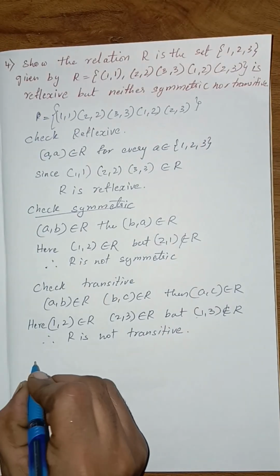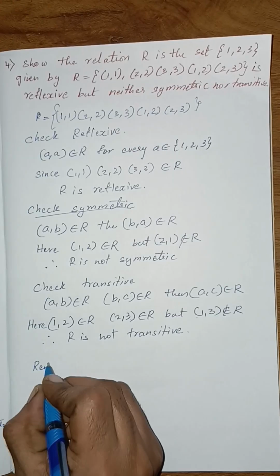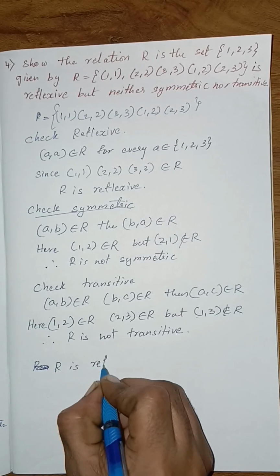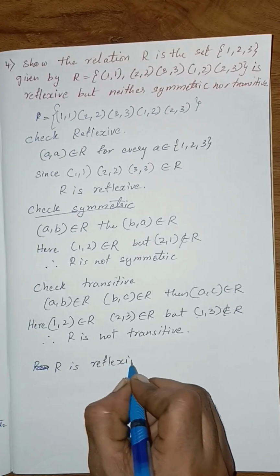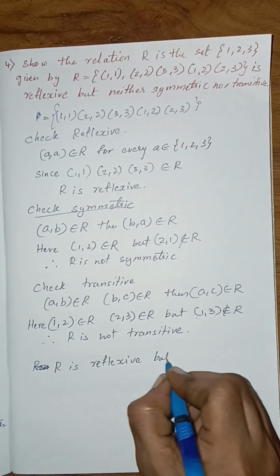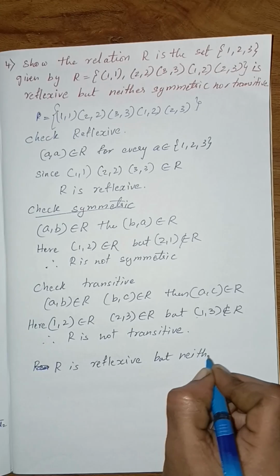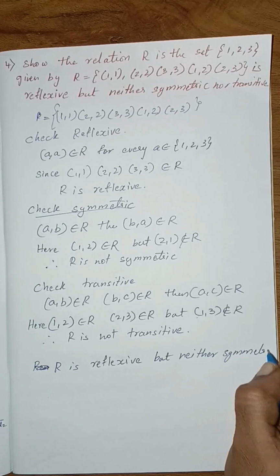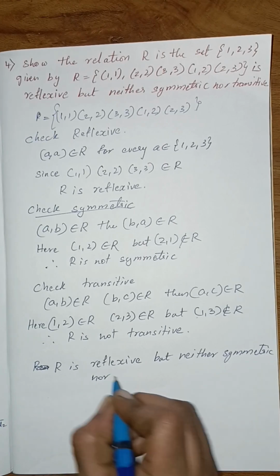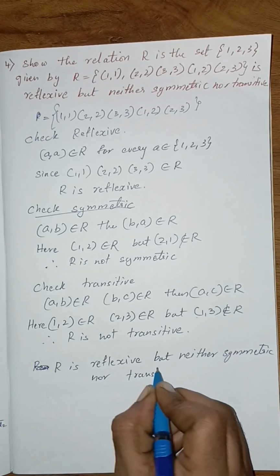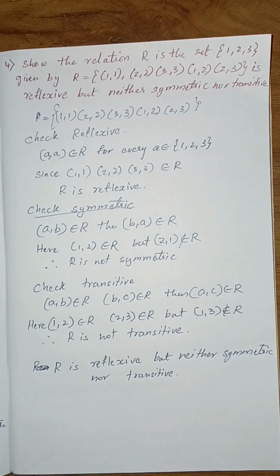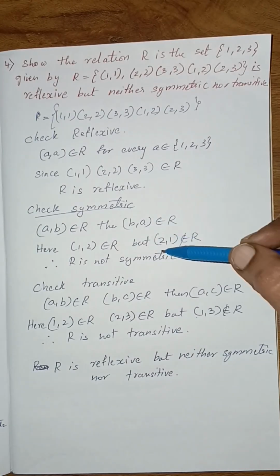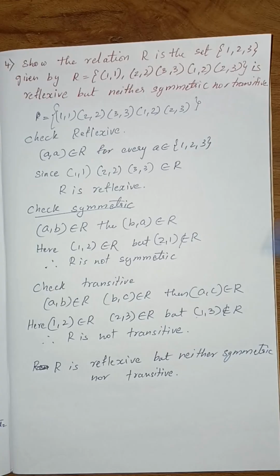So here the relation R is reflexive but neither symmetric nor transitive. So hence it is proved that it is reflexive, not symmetric, not transitive.